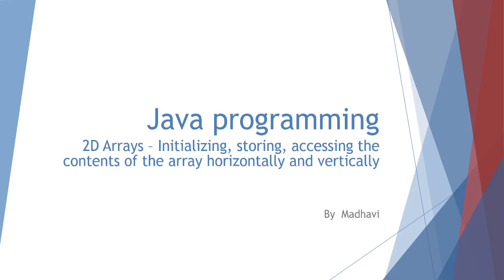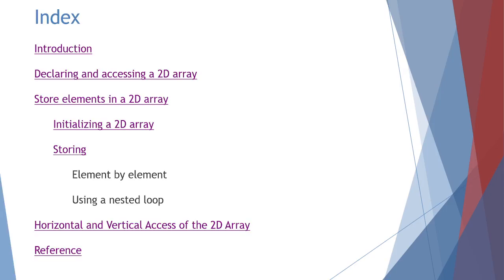In this video, I'll discuss two-dimensional array initializing, storing, accessing the contents of the array horizontally and vertically. Let's see the contents. Introduction, declaring and accessing a 2D array. Storing elements in a 2D array is initializing or storing. Storing is also element by element or using a nested loop. And horizontal and vertical access of the 2D array is also discussed.